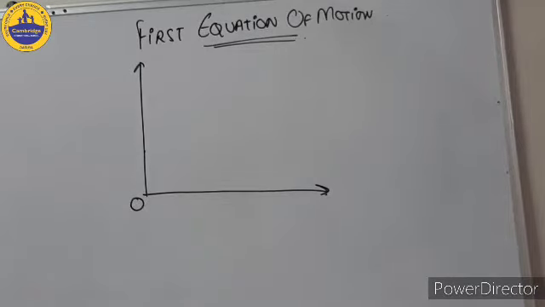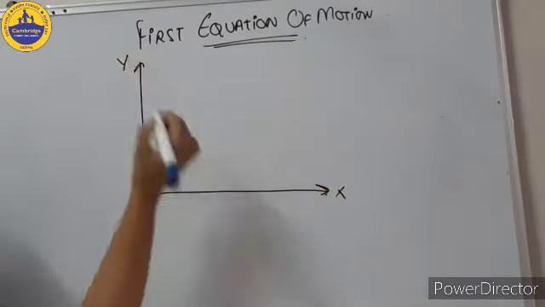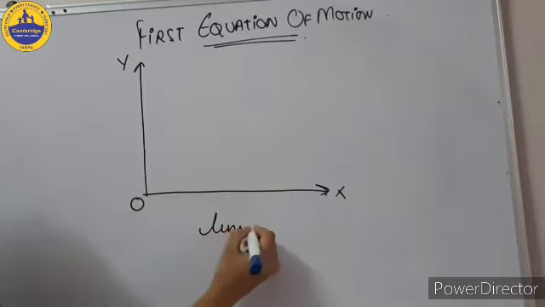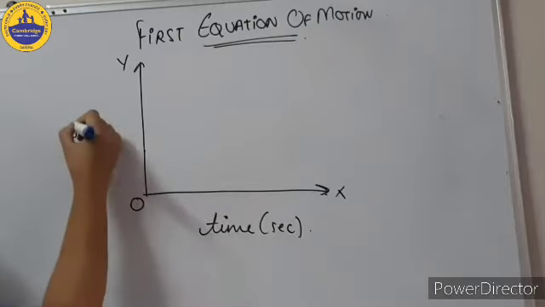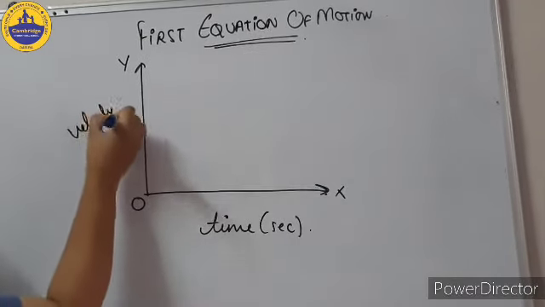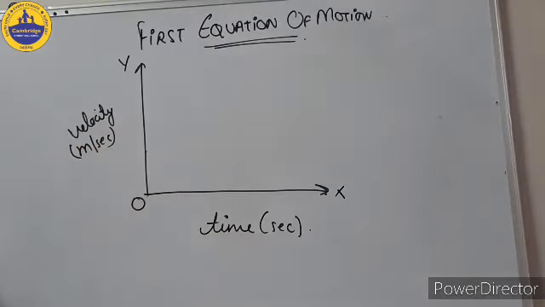So first of all, we have drawn the axes, x-axis and y-axis. Along the x-axis we write time, unit second. Along the y-axis we write velocity, unit meter per second. So this is our velocity time graph.